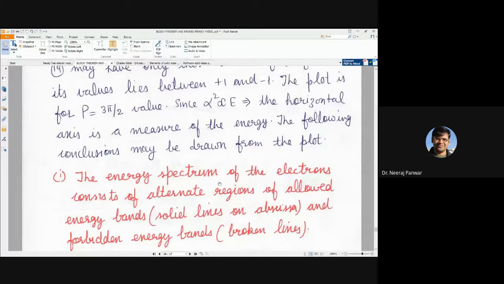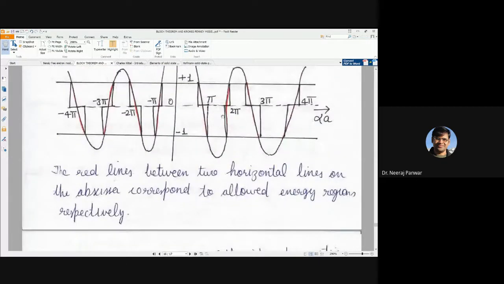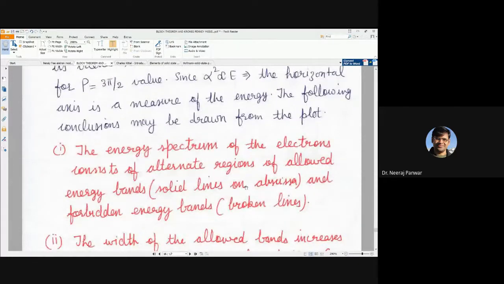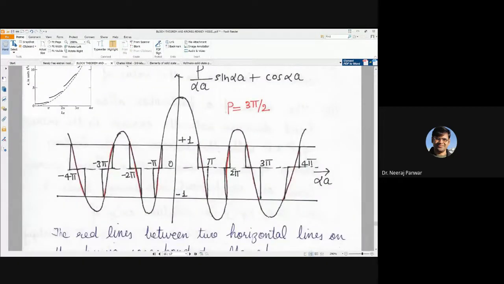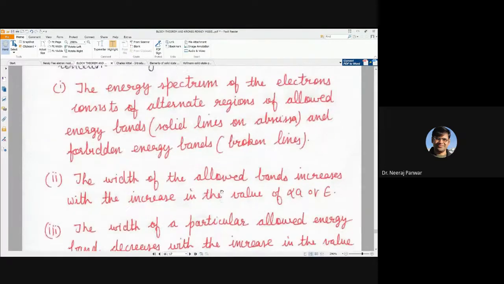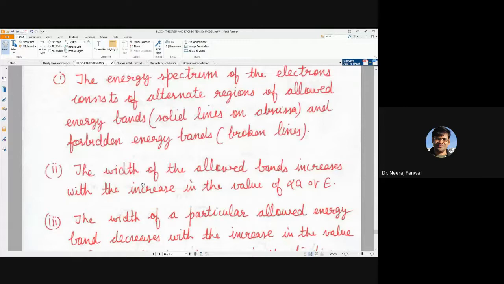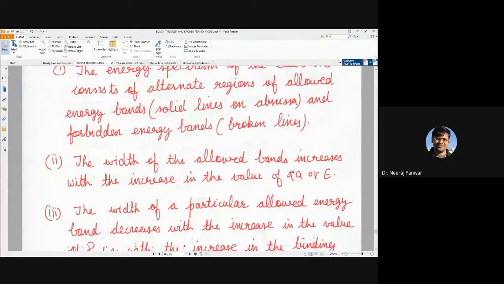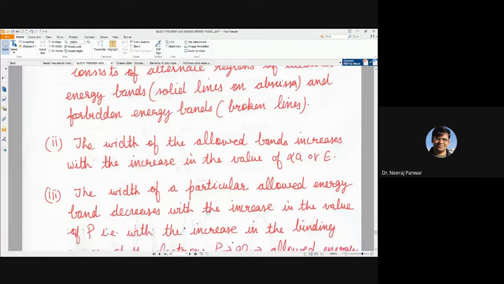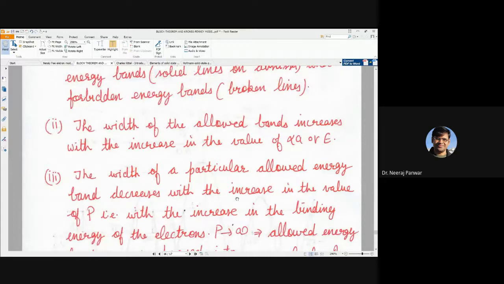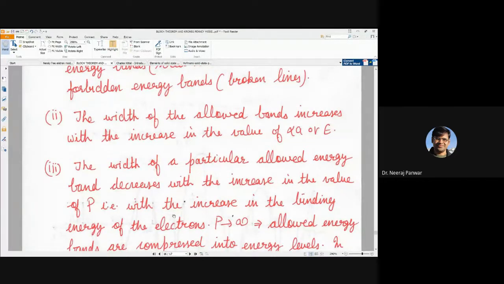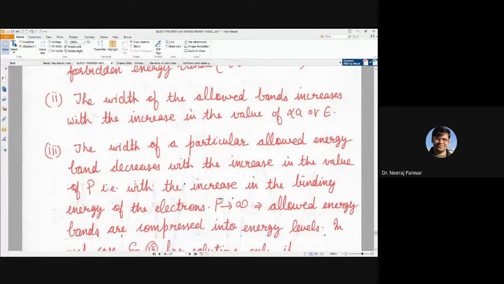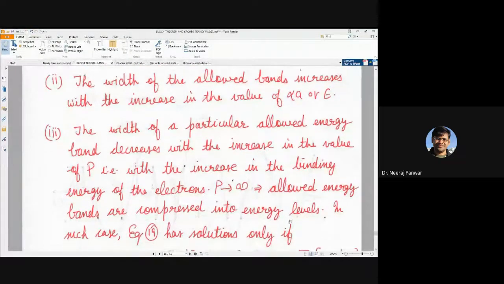The energy spectrum of the electrons consists of alternate regions of allowed energy bands. Allowed energy bands are shown by red lines, and these are separated from the forbidden energy bands, which are not allowed. The width of the allowed band increases with the increase in the value of alpha a or E. The width of a particular allowed energy band decreases with the increase in the value of P, that is with the increase in the binding energy of the electron. If P tends to infinity, allowed energy bands are compressed into energy levels.